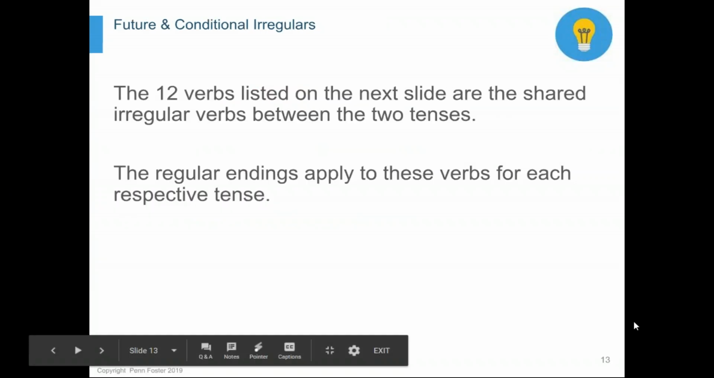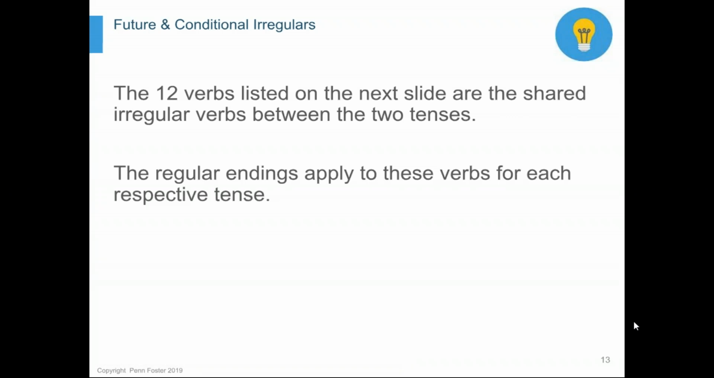Okay. As we move forward, we will discuss the irregular verbs within these two tenses. And there is a total of 12. And these irregular 12 are shared among the two tenses, meaning the future and conditional have the same exact irregular verbs. The difference is that the endings will be applied for each respective tense. And you'll see a representation of that as we move on to the next couple of slides.